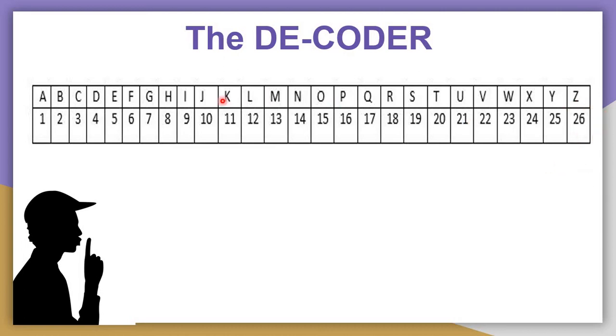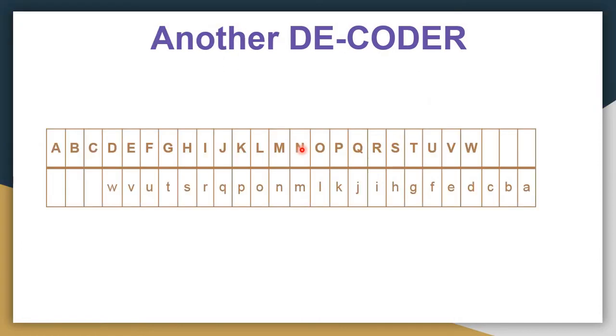So, we may use this table, or you may say this decoder, to write a secret message or to decode a secret message. Kids, we may have different types of decoders. This is another example. Here in the decoder, you may find that for capital A, capital B and capital C, no letters are written. And even for small a, small b and small c, no letters are written.